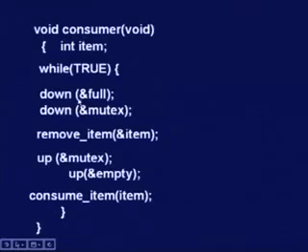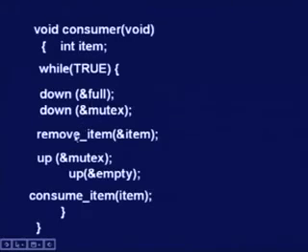While true, the consumer first downs full. Full indicates that the buffer is full, and therefore the consumer must decrement its value so that it can take an item from that buffer. It must enter its critical section to remove that item. The critical section of the consumer consists of that single statement, remove item, and this is also guarded by the down mutex and the up mutex.